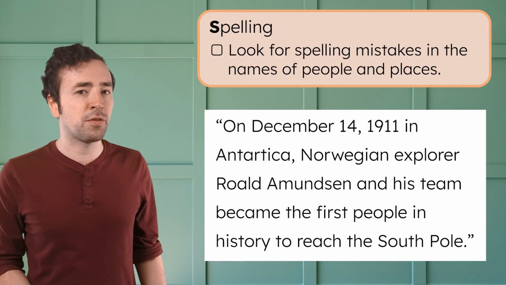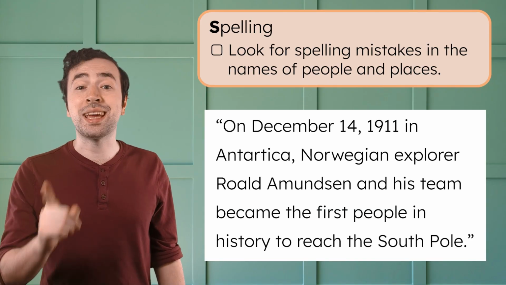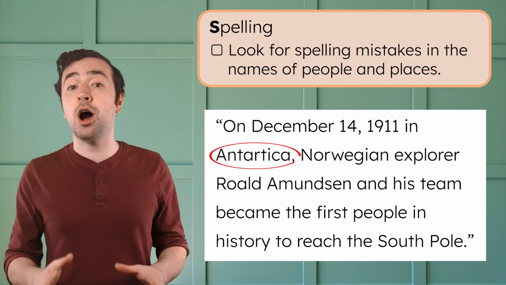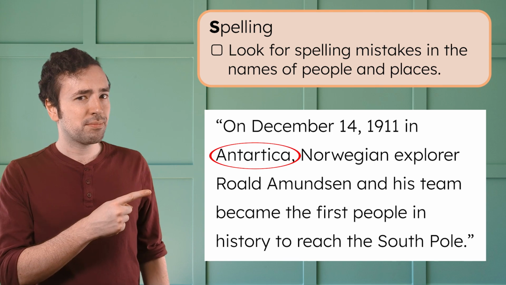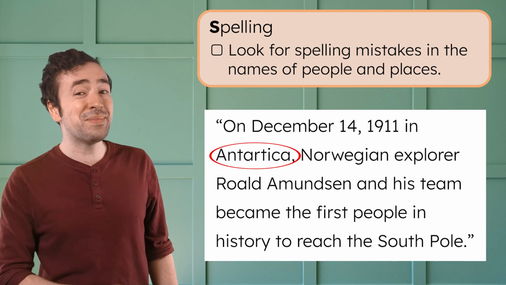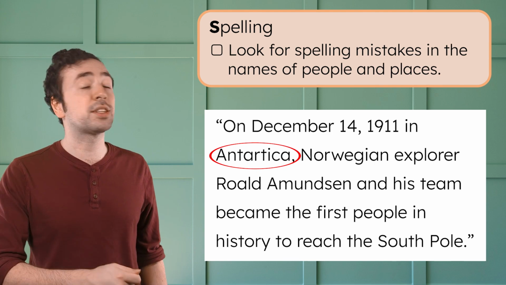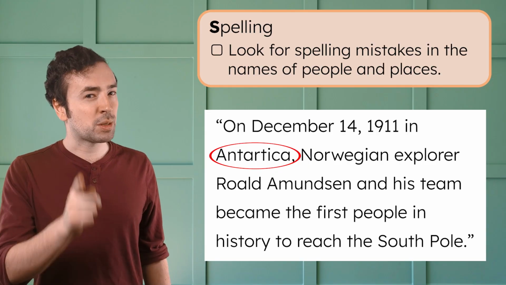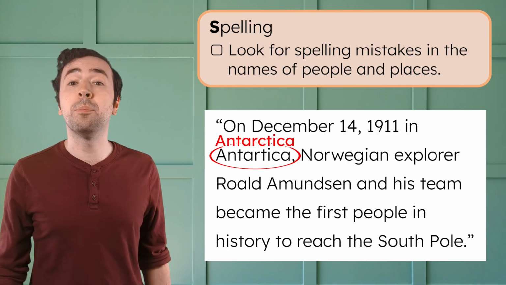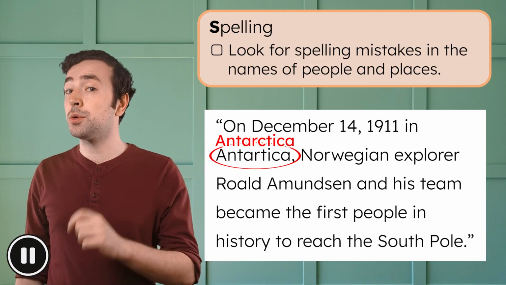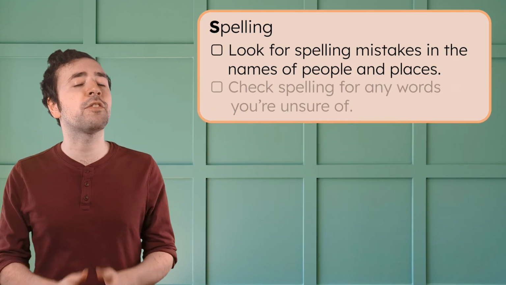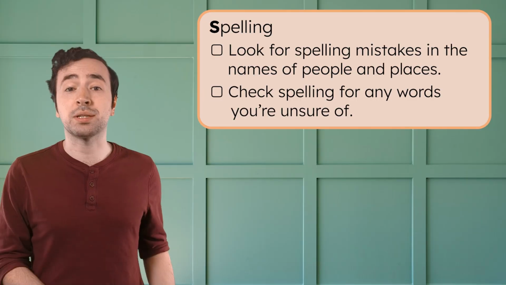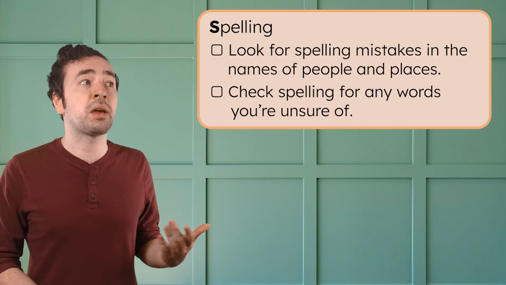B was really careful with her names, but I did find one mistake here. She did a good job sounding out Antarctica, but she missed a letter. Do you know what's missing? There's a C missing. It should sound out to Antarctica. To mark this, we'll write the correct spelling above the circle. Pause here to mark that in your notes too. As always, you should check spelling for any words you're unsure of, not just names and places, but those are where news writers make the most mistakes.